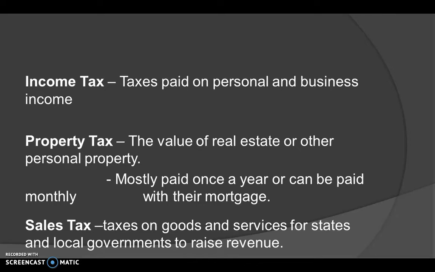The next tax is a property tax. Once you own a house, the value of real estate or other personal property is your property tax. This is mostly paid once a year or can be paid monthly and just taken out with the mortgage on their house. The last tax is a sales tax, and this is taxes on goods and services for states and local governments to raise revenue. So every time you go to the store and you buy something from Casey's or you go buy a new pair of shoes, you're going to be paying a sales tax. Sales tax does vary depending on what county you are in, because Cook County in Chicago has a different percentage on sales tax than DeKalb County does.